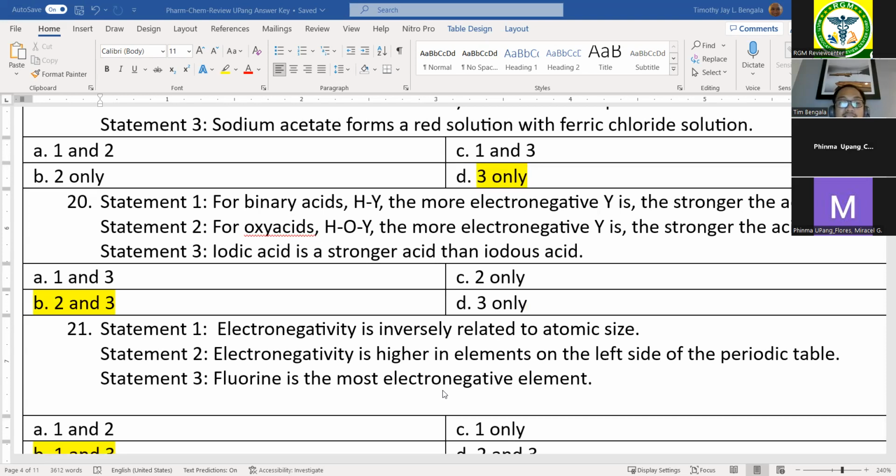For oxy acids, the more electronegative Y is, the stronger the acid formed. So that is correct. Okay, kung mas electronegative, mas maraming nakakabit, you would expect it to be more acidic. Okay? And then lastly, iodic acid is stronger than iodous. So ito, repeat ng nomenclature. So ic would indicate na mas mataas ang oxidation state kasi mas maraming oxygen. So statement number 3 would also be correct. So statement 2 and 3 would be the choice here.